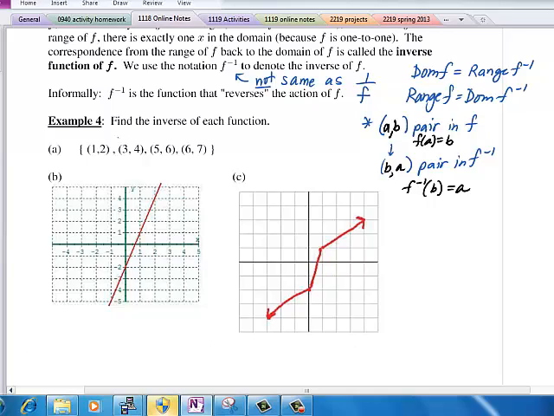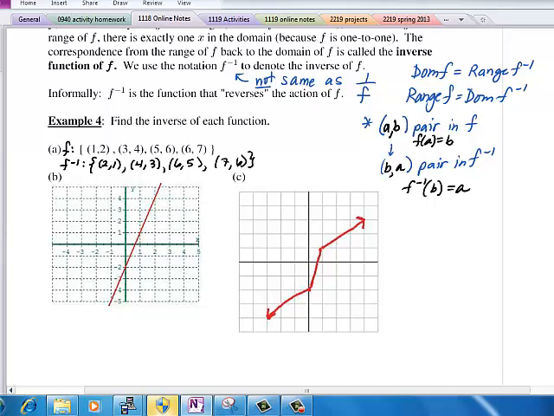Okay, so if I want to find the inverse of each of these functions, if this is the set of ordered pairs that defines the function f, then to talk about f inverse, I'm just going to switch them around. 2 would go back to 1, 4 would go back to 3, 6 would go back to 5, and 7 would go back to 6.